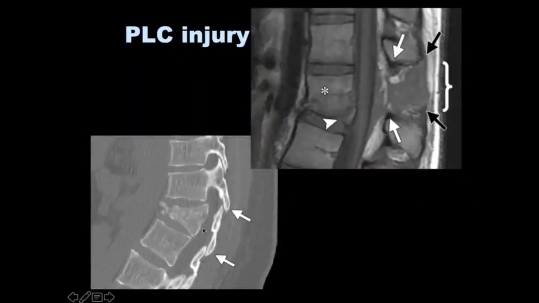Again, an example of this PLC injury is that there is compression of the vertebrae, so it's a grade 2 compression fracture. There is a subluxation of the facet, and alongside that there's damage to the posterior ligamentous complex. On the MRI scan, you can see that the normal interspinous ligaments are all disrupted. The ligamentum flavum is disrupted, and you see the vertebral compression fracture over here.